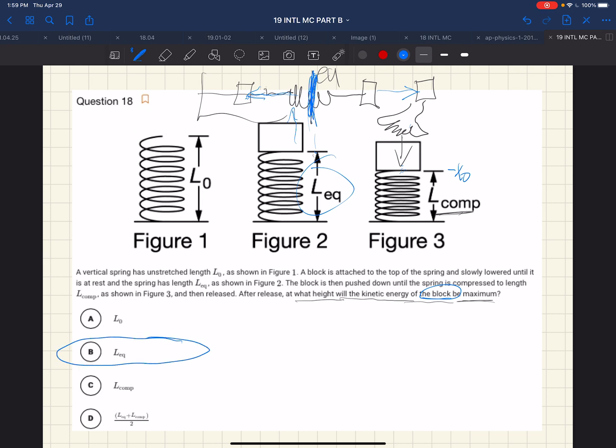Now, the challenge in this question is really visualizing what's going on here. And that's why it's important for us to have a standard example to which we can compare all novel new situations. And that's 18.